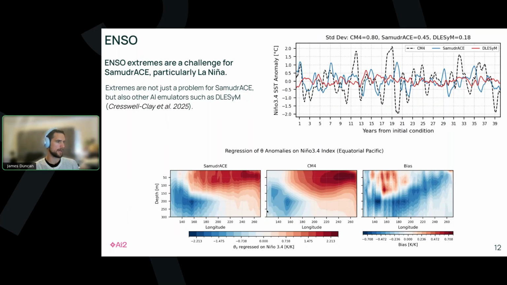And then we can also look at the vertical structure of the response of the potential temperature anomalies to the Nino 3.4 index, which again is computed just from the very surface. Here I'm showing the full depth down to 300 meters. And the bias is looking pretty okay, but if you're familiar with this sort of plot for ENSO, you'll probably recognize this La Nina-like pattern that Samudrace is missing.